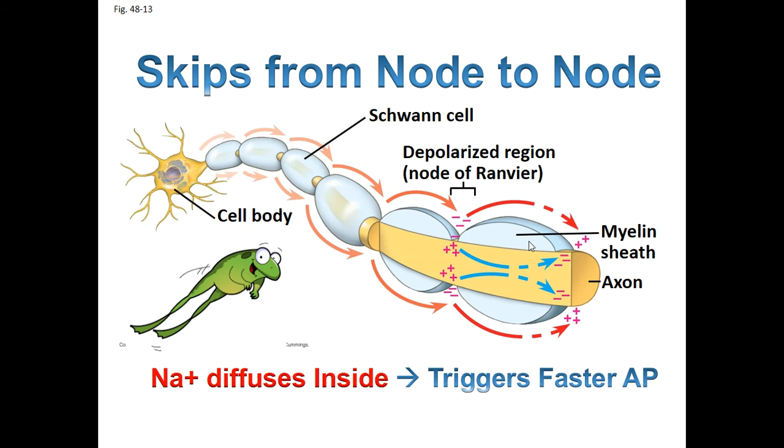Now, this basically works in connection with these things called the nodes of Ranvier. And if we look at those nodes of Ranvier, what they do is they basically allow the cell to leapfrog along.